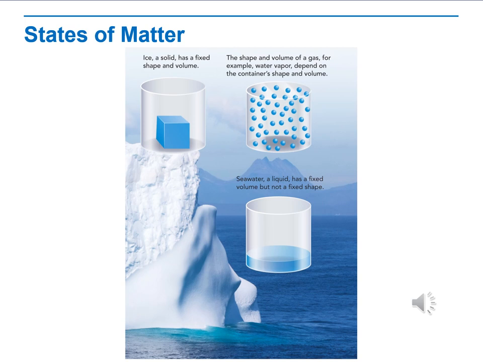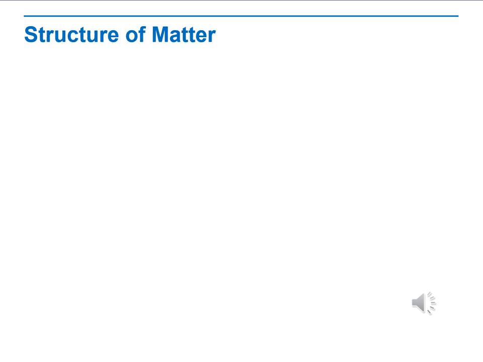Now, we will talk about the three primary states of matter: solid, liquid, and gas. What are the properties of solids? What are the properties of liquids? And finally, what are the properties of gases? We will be discussing that in our class. Then we will talk about the structure of matter. What is a solid made up of?